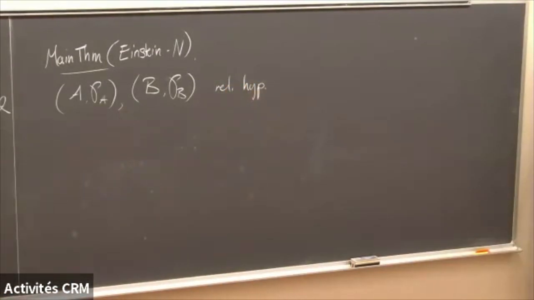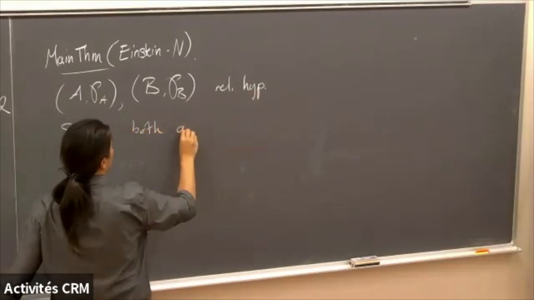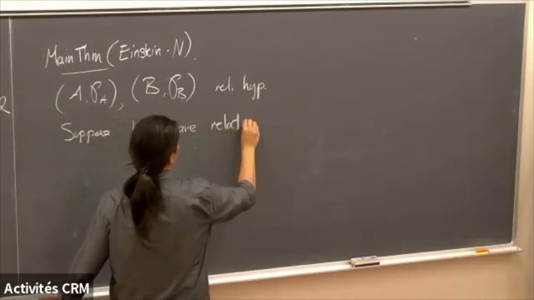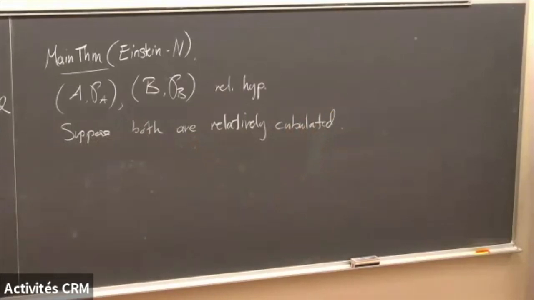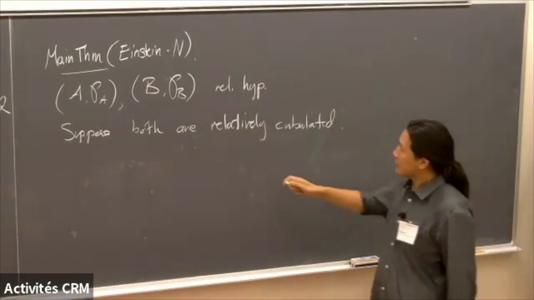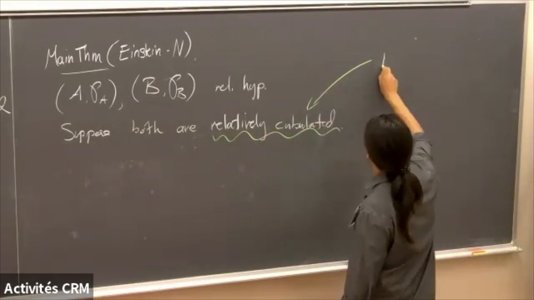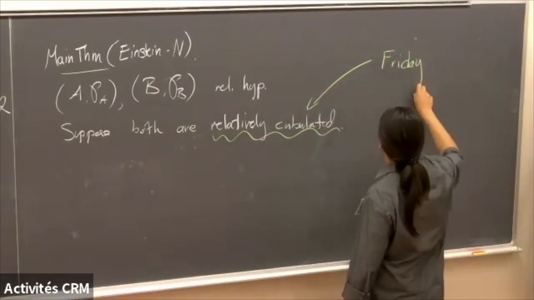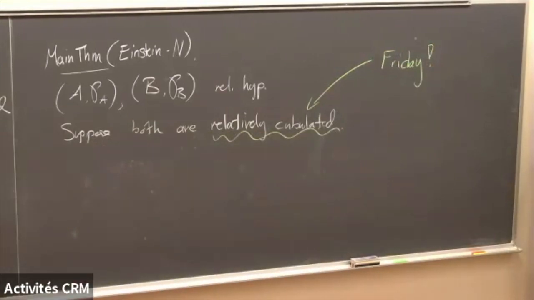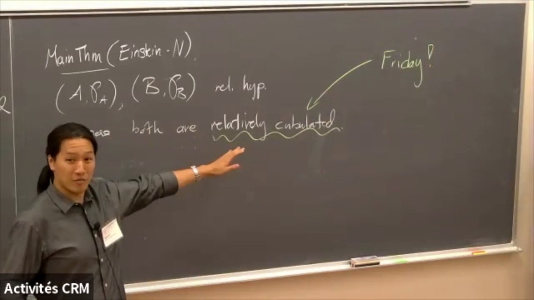And then suppose that both are relatively cubulated. Okay. So you guys are dying to know what that means. So you should go to Teddy's talk on Friday. He'll tell you all about what that is and what the consequences are. It's a very nice cocompact action on a cube complex, typically not proper.